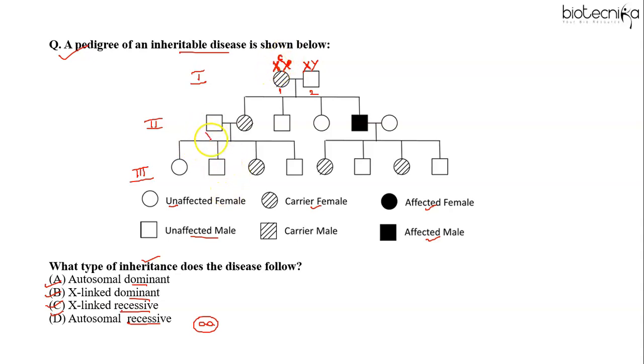Now in the second generation, let's number them 1, 2, 3, 4, 5, and 6. The first is the unaffected male, so XY. Second is a carrier female, so again heterozygous. Third is an unaffected male, fourth is an unaffected female, then fifth is an affected male, who has inherited the affected X chromosome from the mother, and sixth is an unaffected female.